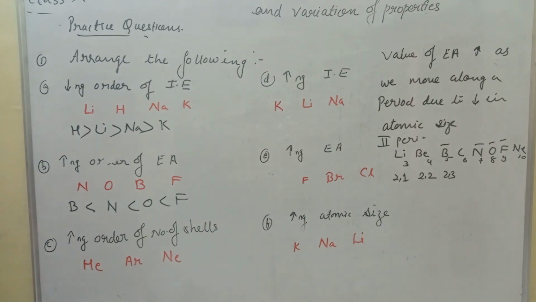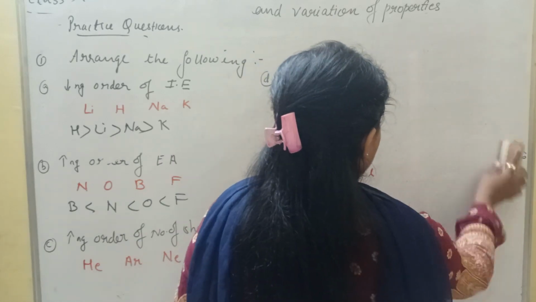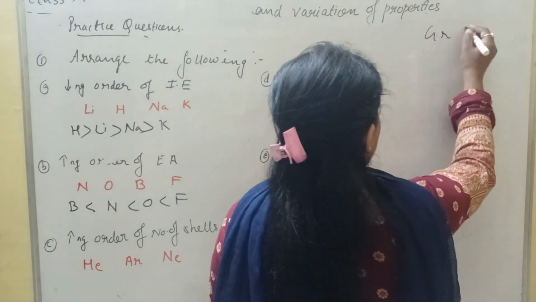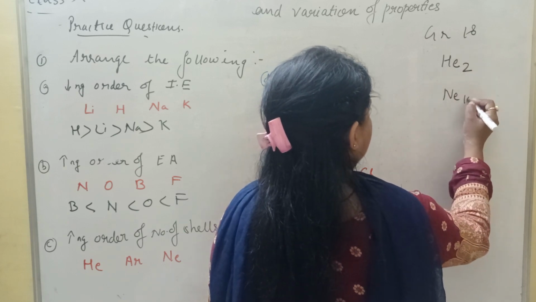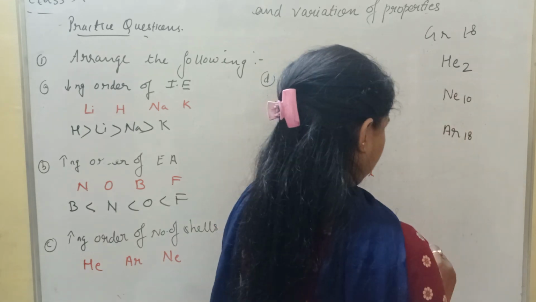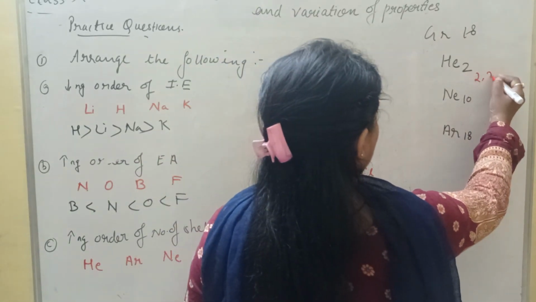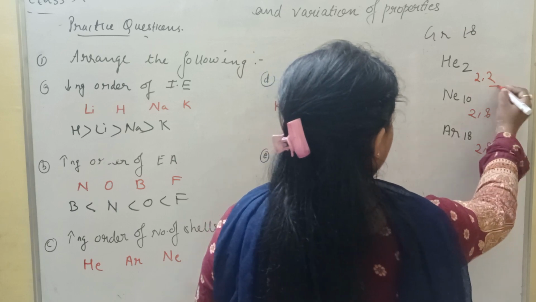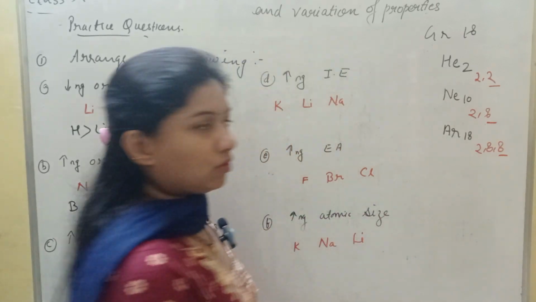Next is increasing order of number of shells: helium, neon, argon. So these elements belong to group 18. Helium, neon, argon, krypton, xenon, radon. Group 18. Starts with helium 2, neon 10, argon 18. Configuration: 2, 2, 8, 2, 8, 8. See, you can see that its duplet is complete, so it is stable. Octet is complete, so these are also stable.